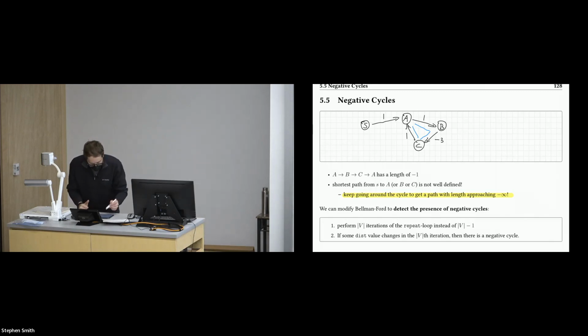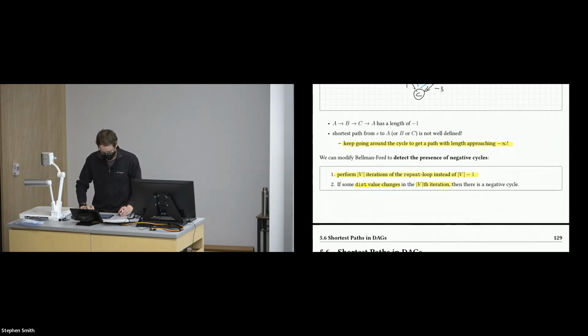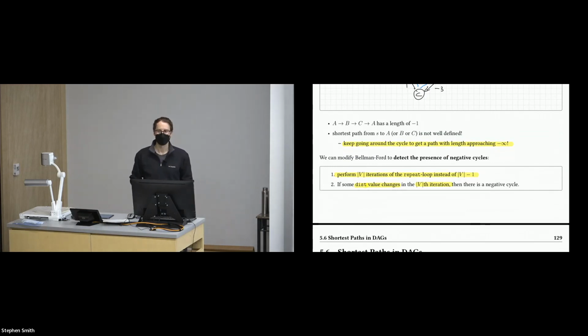So all I do is I can just modify Bellman-Ford, where instead I perform v iterations instead of v minus 1. And then I check if some dist value changes in the vth iteration, then there's a negative cycle. And then you would output that the shortest path problem doesn't make sense on your graph, something like that, right?